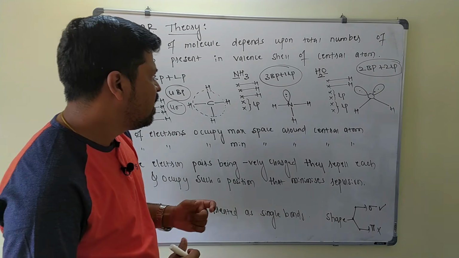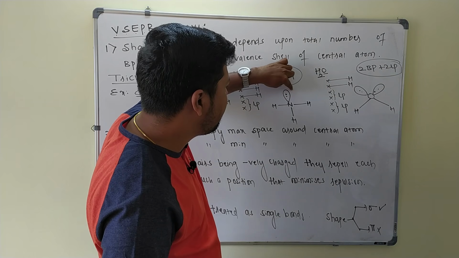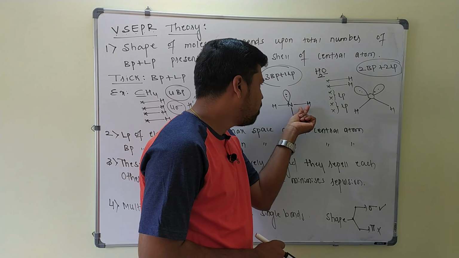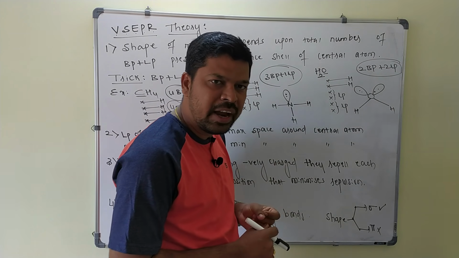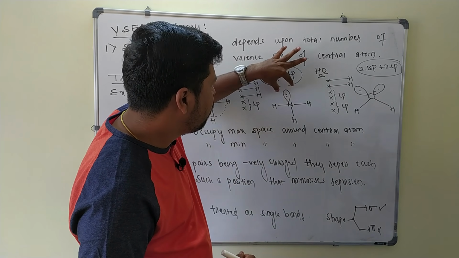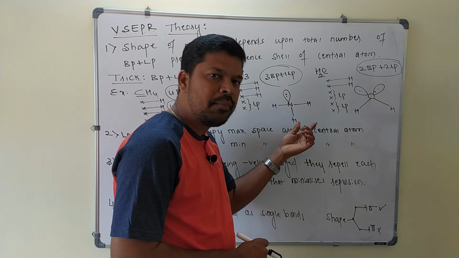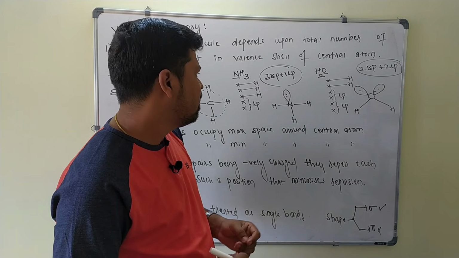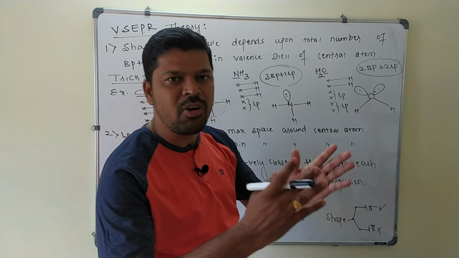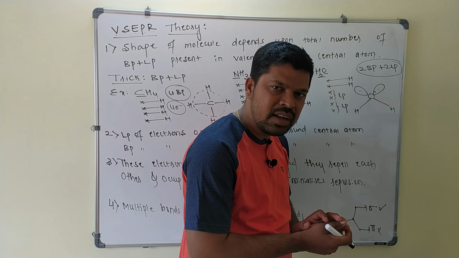The next point you can observe here: these lone pairs of electrons, since they are not involved in any bonding, will occupy maximum space around the nitrogen. Whereas the bond pairs of electrons, which are shared between the nitrogen and hydrogen, occupy minimum space around the nitrogen atom. That's why lone pairs occupy maximum space around the central atom, and bond pairs occupy minimum space. Here also, the same thing: lone pairs occupy maximum space around the nitrogen atom since they are not involved in any bonding, but the bonded pairs occupy minimum space around the nitrogen.